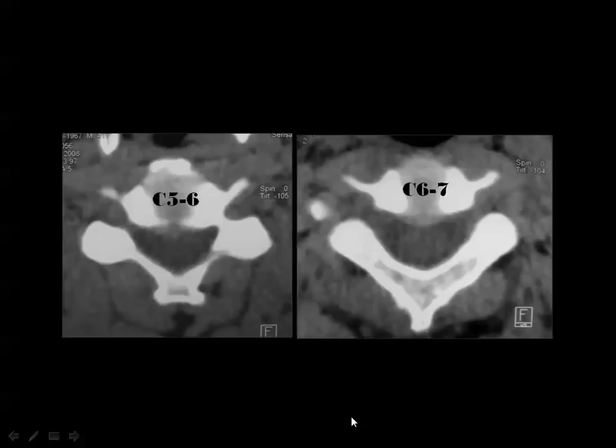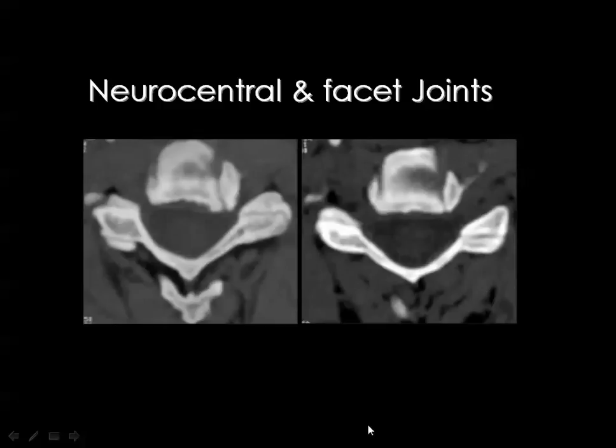But starting with the anatomy, I would like you to identify the normal from the abnormal. This is an abnormal C5-6 disc because there is disc material beyond the posterior edge of the vertebra, and this is also an abnormal C6-7 disc because of the presence of disc material beyond the posterior edge of the disc.